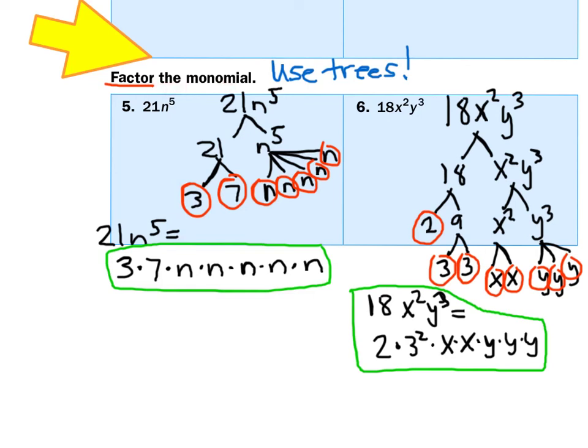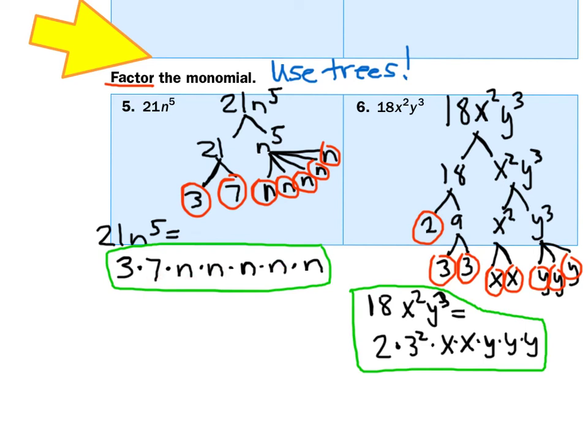Okay, let's factor the monomial here. We're going to use trees. So I wrote 21n to the 5th power. Remember, use 2 branches. On the first branch, put the coefficient, the 21. On the second branch, put the variables, the n to the 5th power. Now break apart 21, of course, 3 times 7. And then since it's n to the 5th power, we drew 5 branches, and we put n's on all of them. So if I wrote this out, it would be 3 times 7 times n times n times n times n times n.